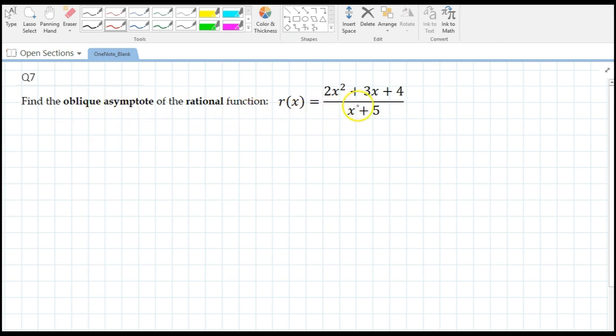Now in question number 7, they're asking for the oblique asymptote. We have here a 1 and here a 2. The numerator is higher by 1 number, and we're looking for the oblique asymptote. So we have to do a long division. So we're going to set our division 2x, x squared plus 3x plus 4. Which number we need to multiply? Remember here always is a 1 to get a 2. So it's going to be 2.